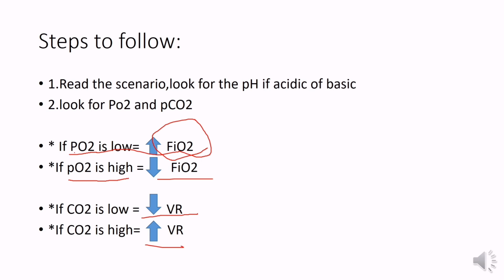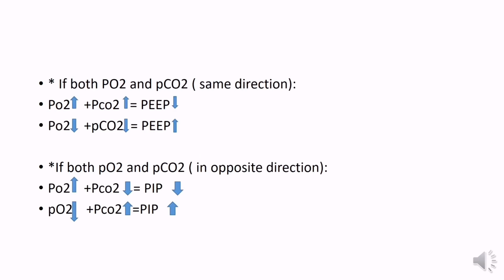All right, now if both the carbon dioxide and oxygen are increasing or decreasing in the same direction. For example, in the first scenario, you can see that partial pressure of oxygen is increased, and also carbon dioxide is increased. When they are increasing or decreasing in the same direction, you will consider the PEEP, that is positive end expiratory pressure. So you will decrease the PEEP. And in the second scenario, both oxygen and carbon dioxide are reducing, that is in the same direction, so you will increase the PEEP.